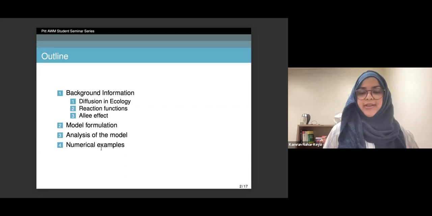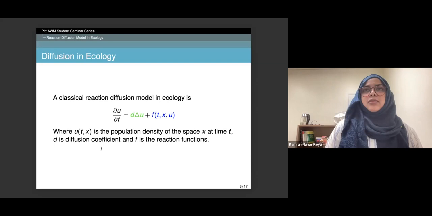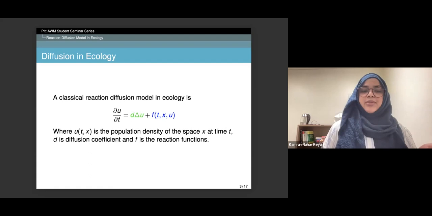First of all, our task was to introduce a reaction diffusion model in ecology, which is not new. Many people have been doing it for a long time. This is a very classic reaction diffusion model, which is a partial differential equation. It has two terms on the right side: the green part, d delta u, which refers to the diffusion of the species, and the blue part, the function, which is the reaction part of the species. The species u is the population density in space at time t.